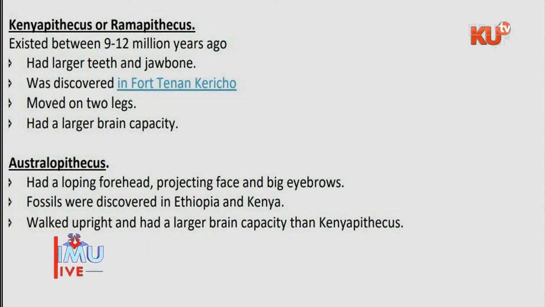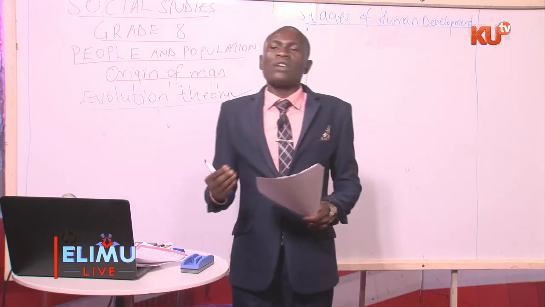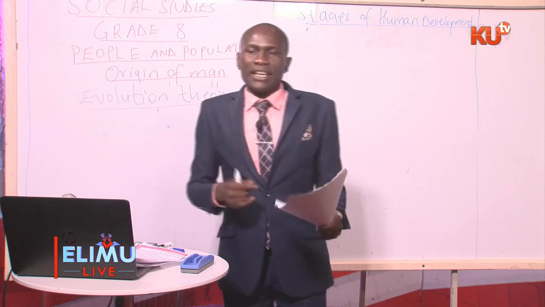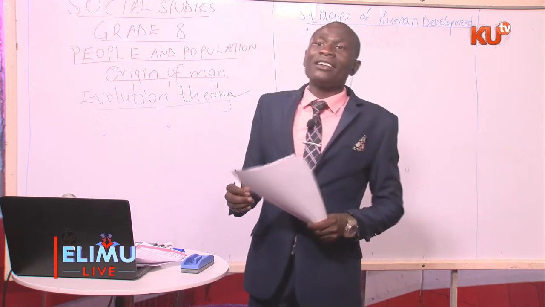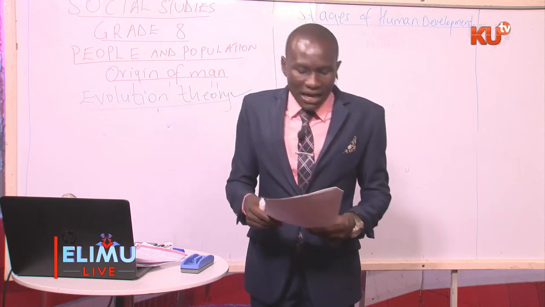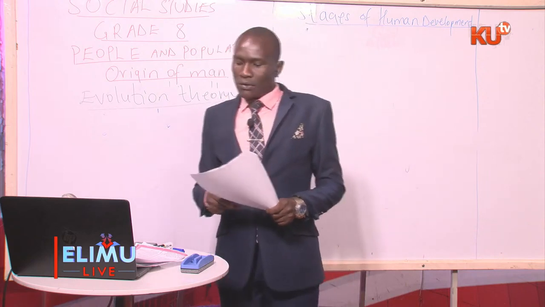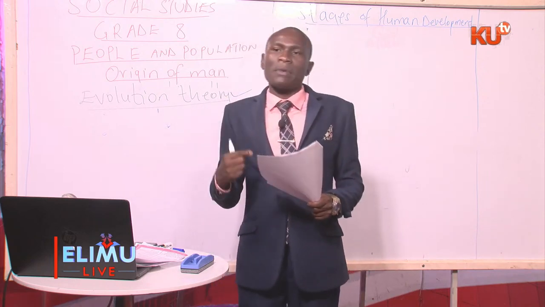Your quiz is, why do we call Australopithecus southern ape? Use the number that you can see on the screen to give us your answer. Australopithecus, who is also known as Zinjanthropus, is also known as a southern ape. Why is he referred to as a southern ape?